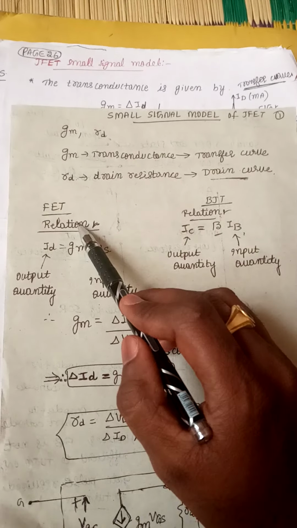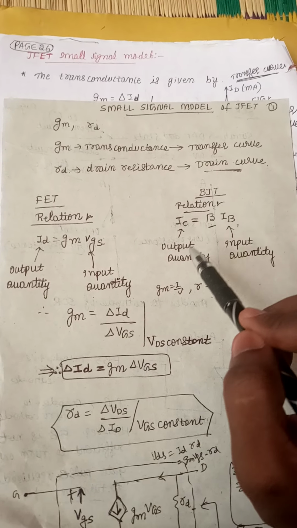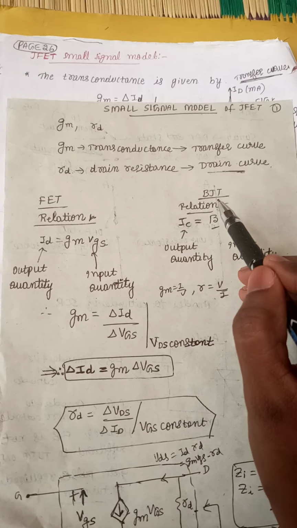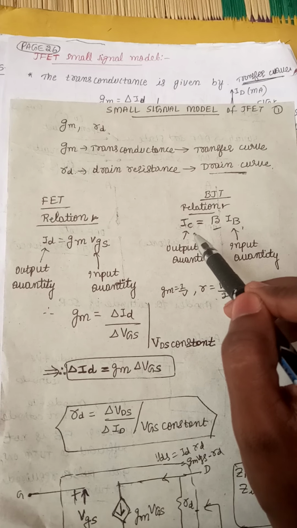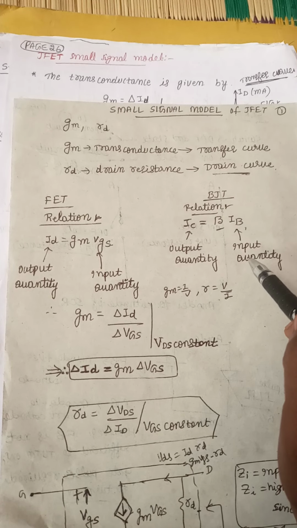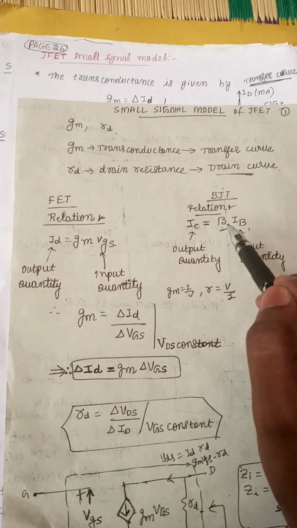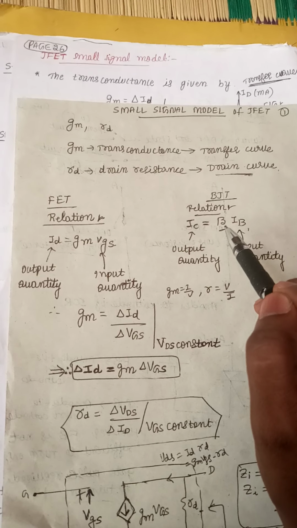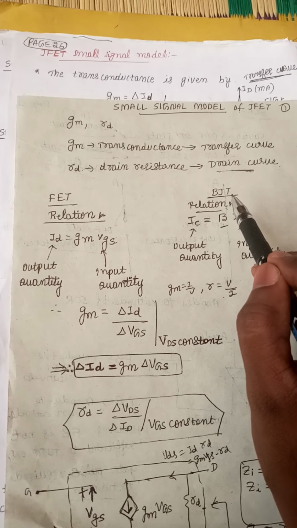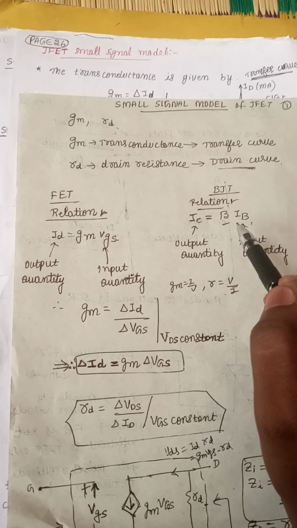Before going to the relation between output quantity and input quantity of an FET, I will recall the relation between output and input quantity of BJT. In BJT, as you all know, the output quantity, the collector current, is equal to beta times IB, the input current. So the output quantity relates to the input quantity with a factor of beta, where beta is an amplification factor. Your BJT is a current control device. That is, the output current is controlled by the input current.